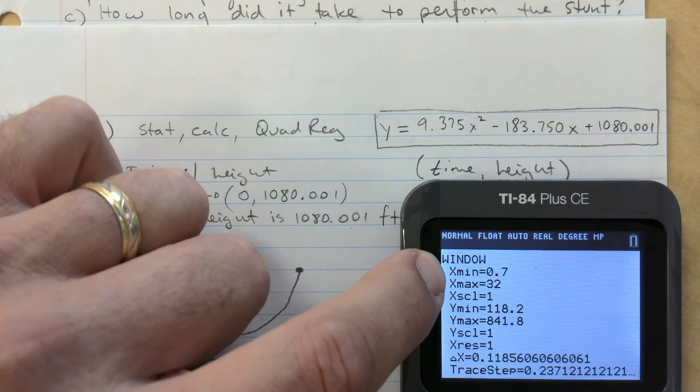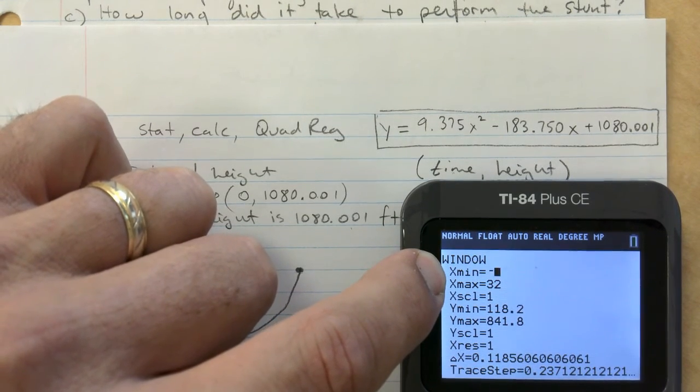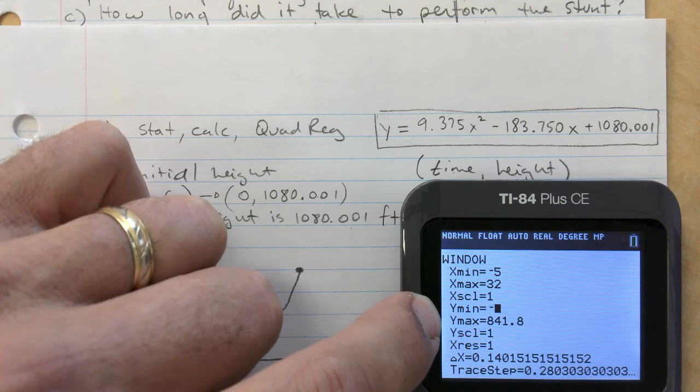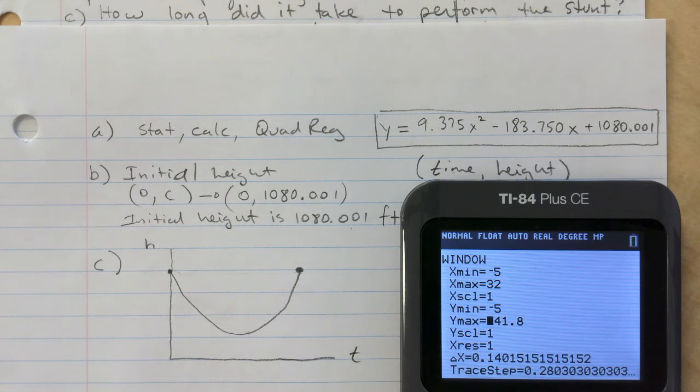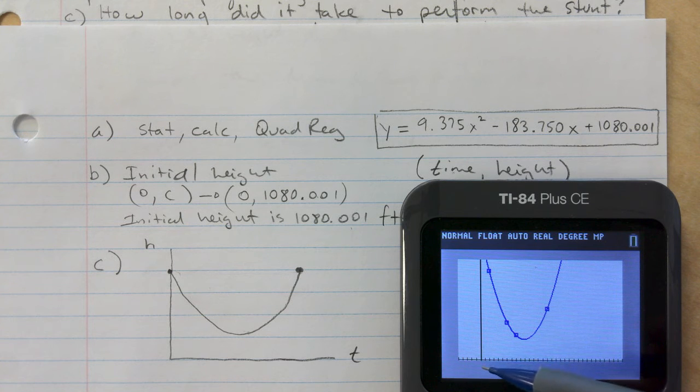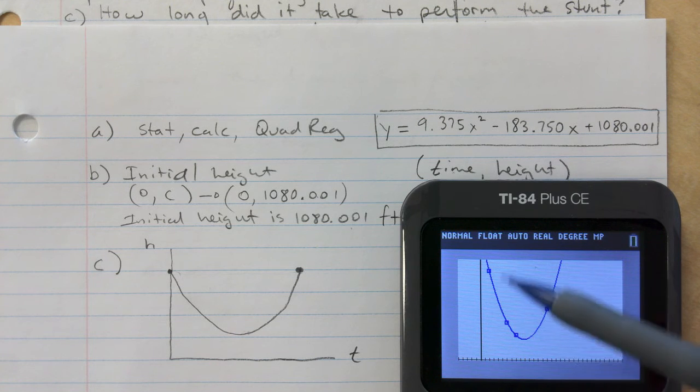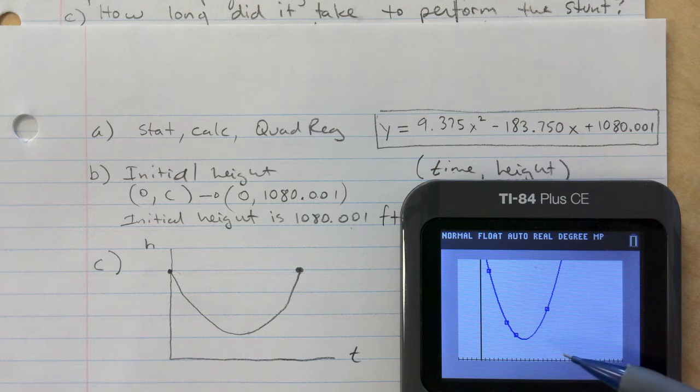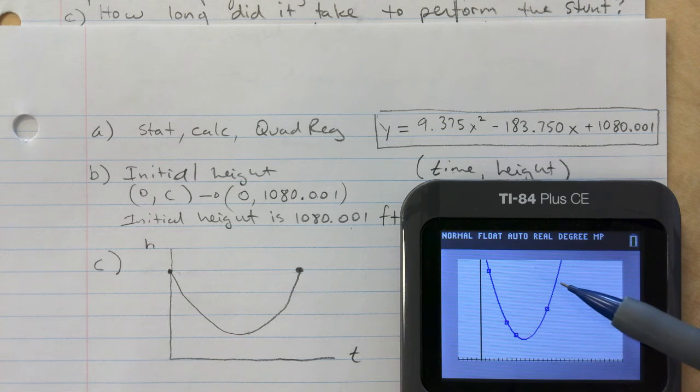So x min, I'm going to just go -5 there. And y min, the same thing, just -5, just a little bit under the x-axis and to the left of the y-axis, and then press graph again. So now you have your y-axis and your x-axis there. It's kind of like if you were a person on the ground, this is what it would look like from the ground, right? It's in there. You're not just looking at the curve.